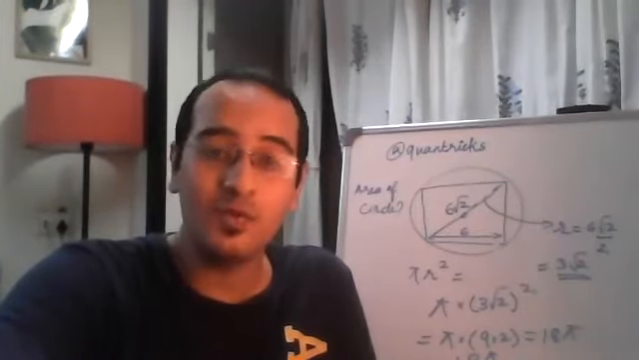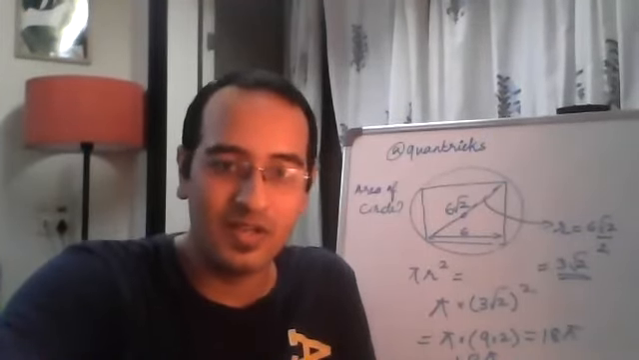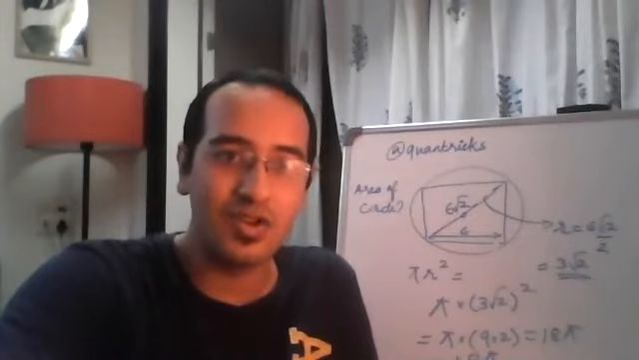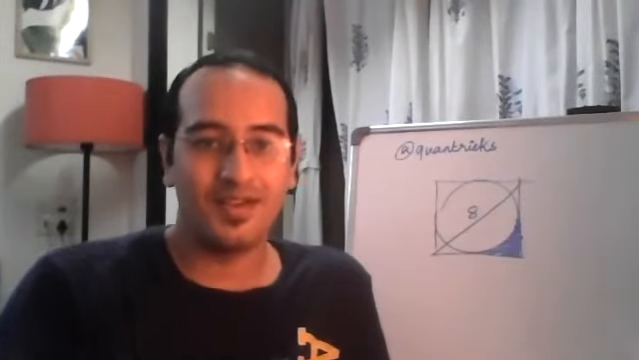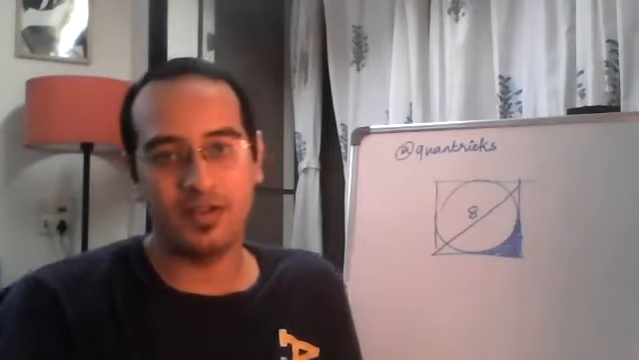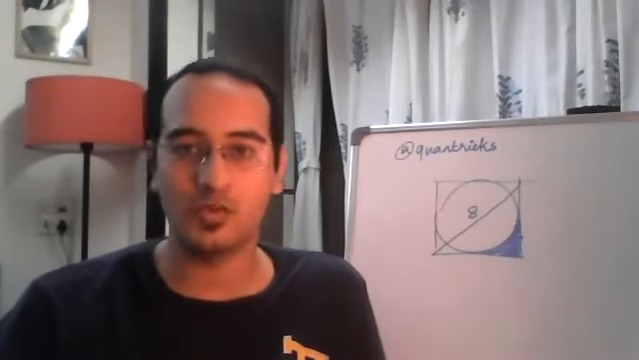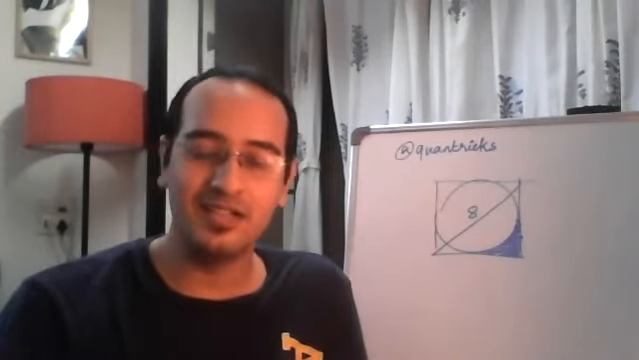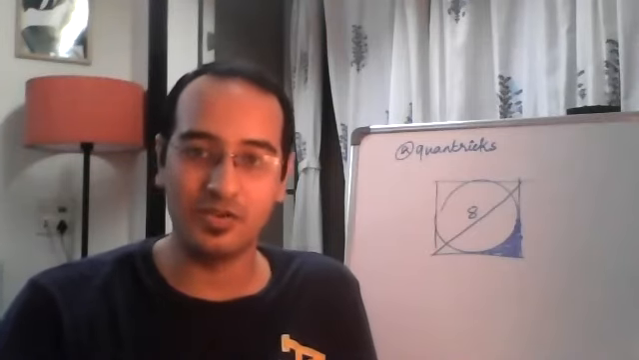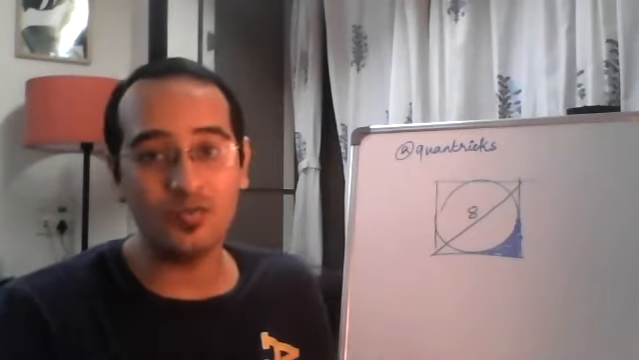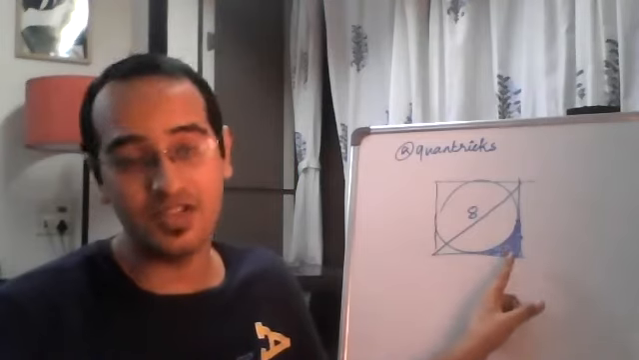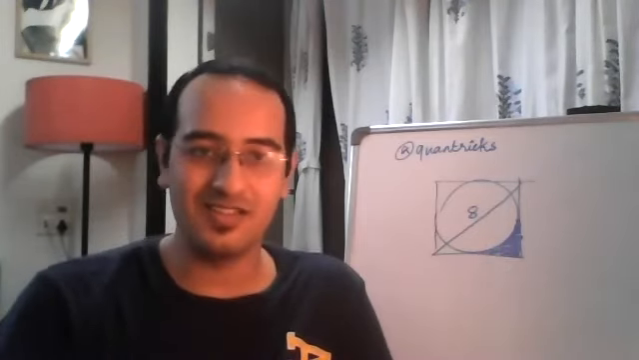Now I'm going to give you one quick question which you can solve, and write your answer in the comments. In this particular figure, a circle is inscribed inside a square, and the diagonal of the square is 8 units. So I want you to find the area of this shaded region. Write your answers in the comments.